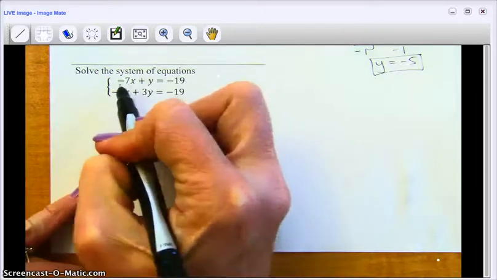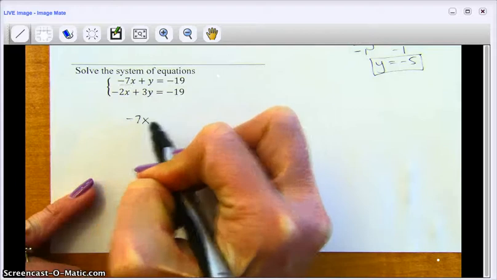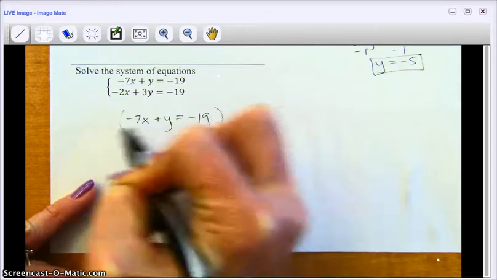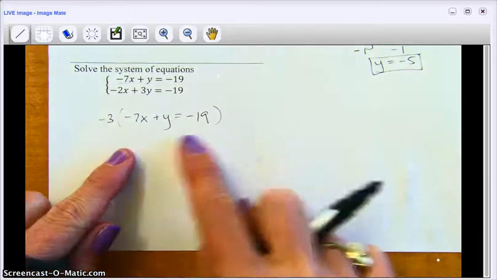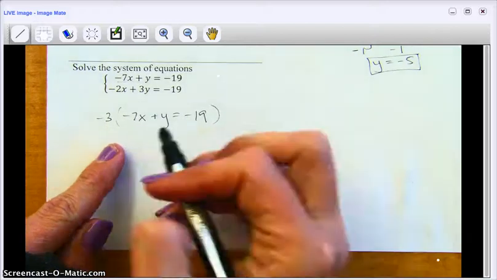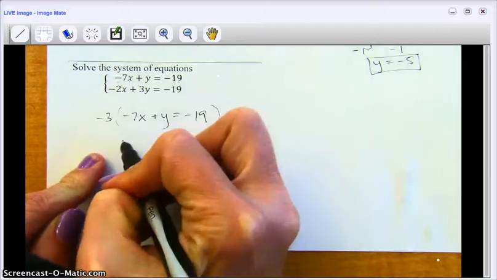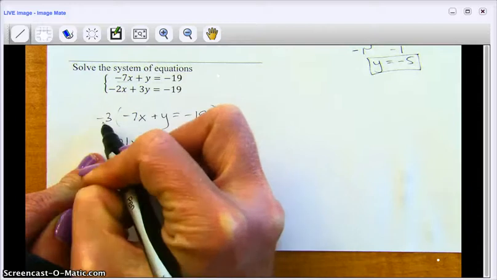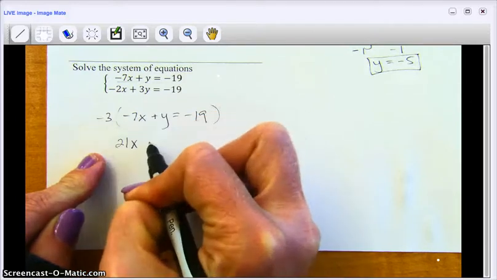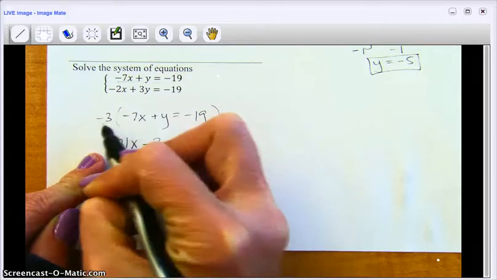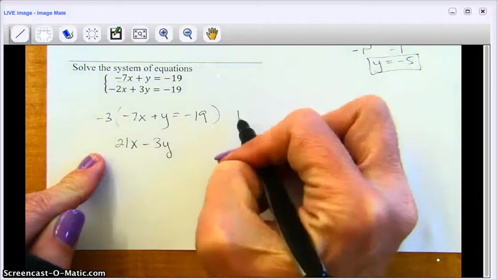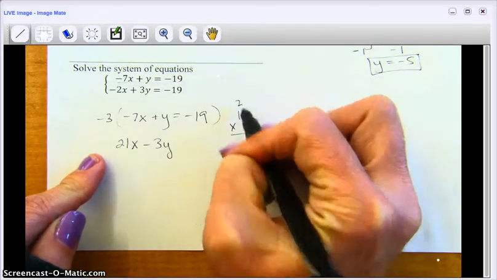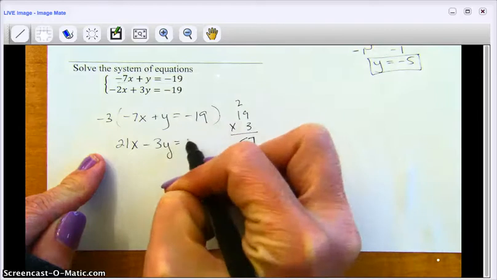I'm going to take this first equation here, negative 7x plus y equals negative 19. And I'm going to multiply the whole thing by negative 3. Notice I'm doing the entire equation by negative 3. Okay, so negative 3 times negative 7x is 21x. Negative 3 times y is negative 3y. And negative 3 times negative 19, I don't know what that is, so let's just do it over here. 3 times 19 is 57. It'll be a positive 57.